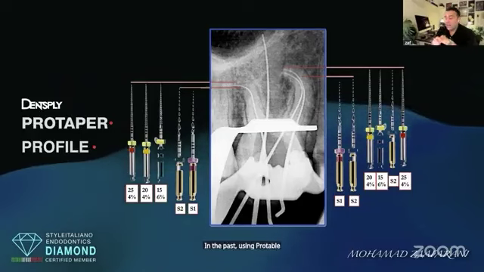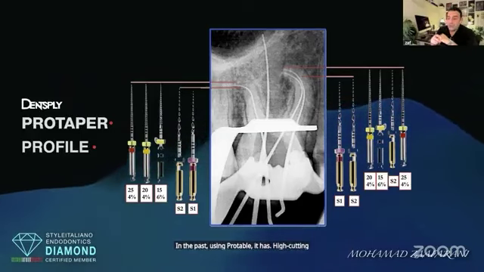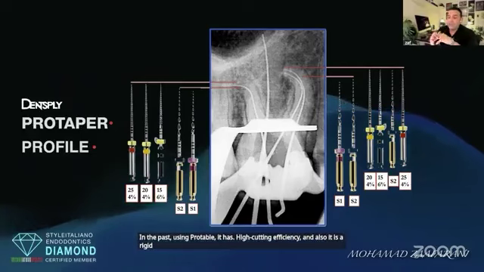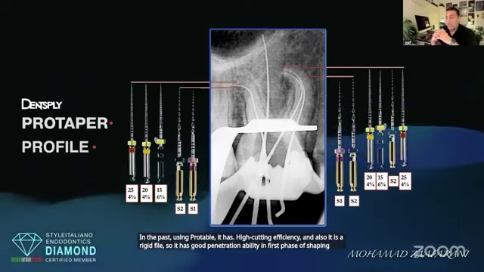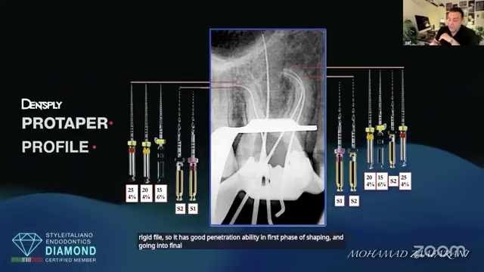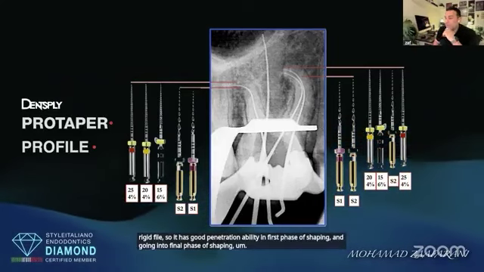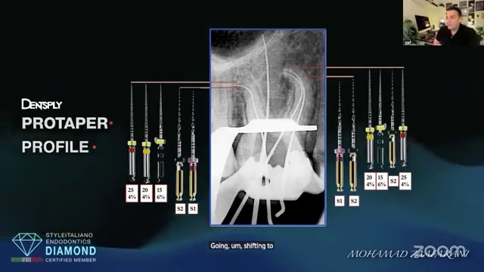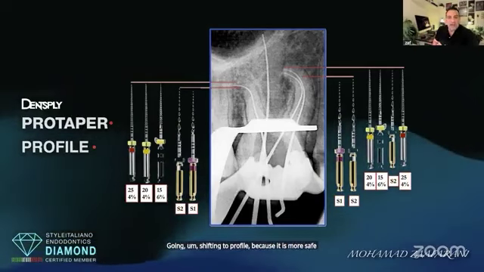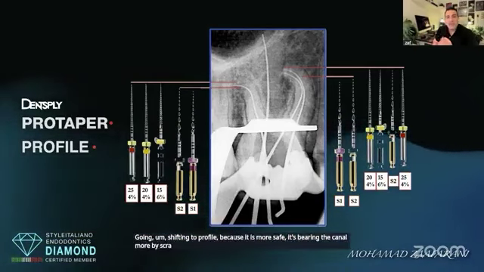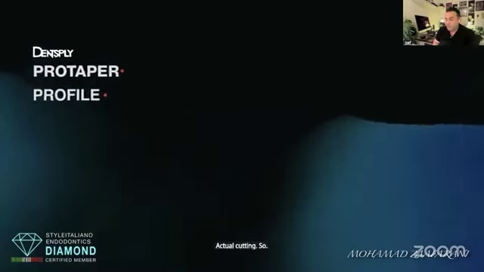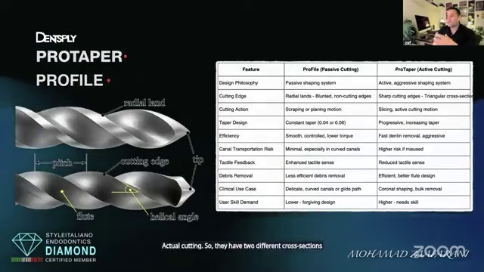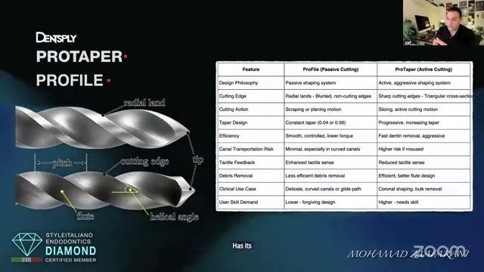It has high cutting efficiency, and it is also a rigid file, so it has good penetration ability in the first phase of shaping. And going into the final phase of shaping, I shift to ProFile because it is safer. It prepares the canal more by scraping rather than actual cutting. So they have two different cross sections, and each cross section has its own advantage.